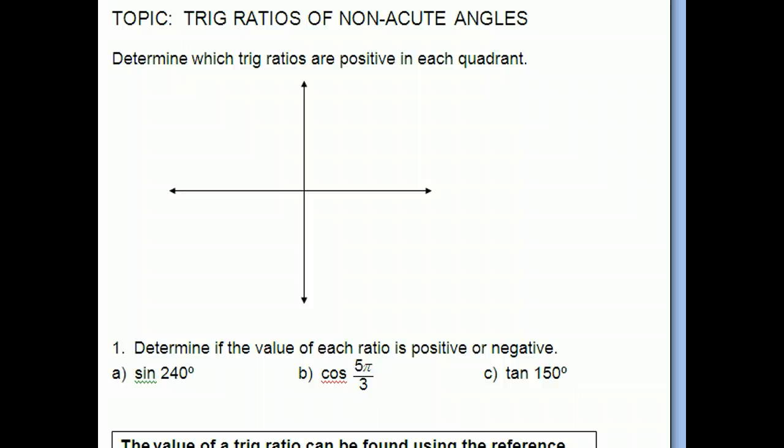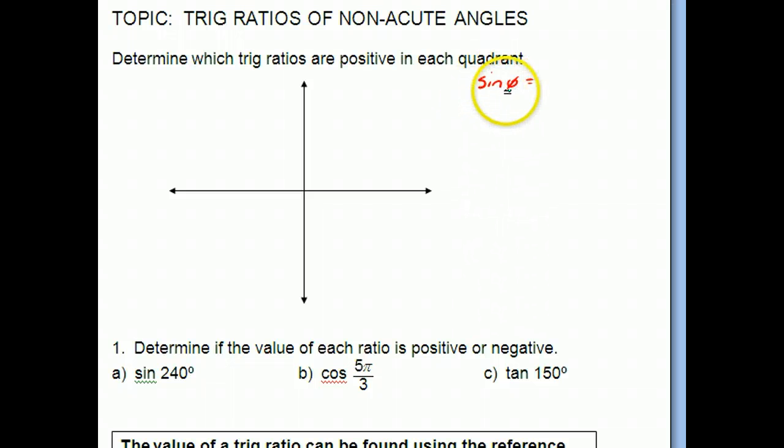All right, so we're gonna continue with trig ratios today, and we're gonna concentrate on non-acute angles. So if we remember some of our trig ratios here, really all we're doing today is trying to place the trig ratios in the context of our Cartesian plane.